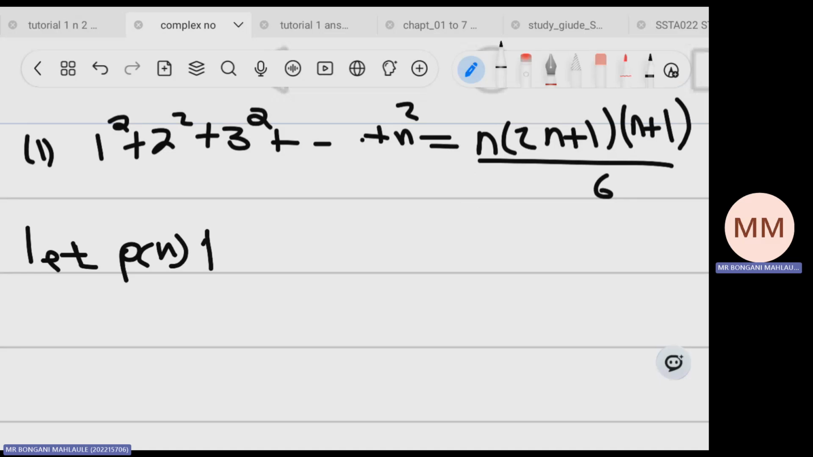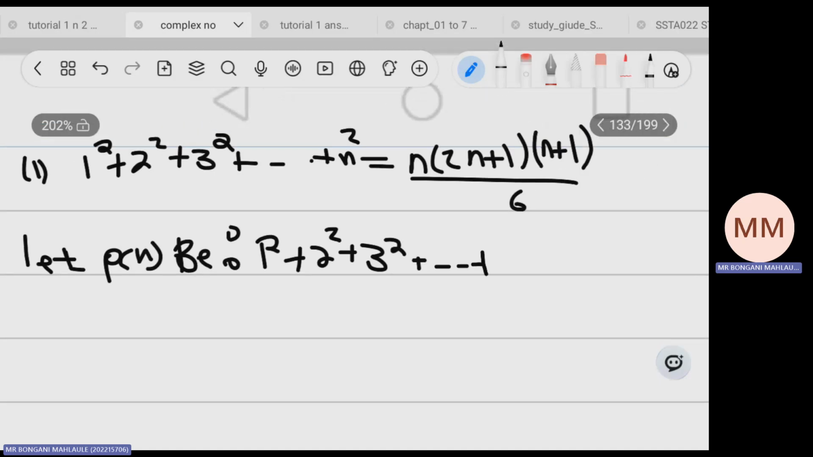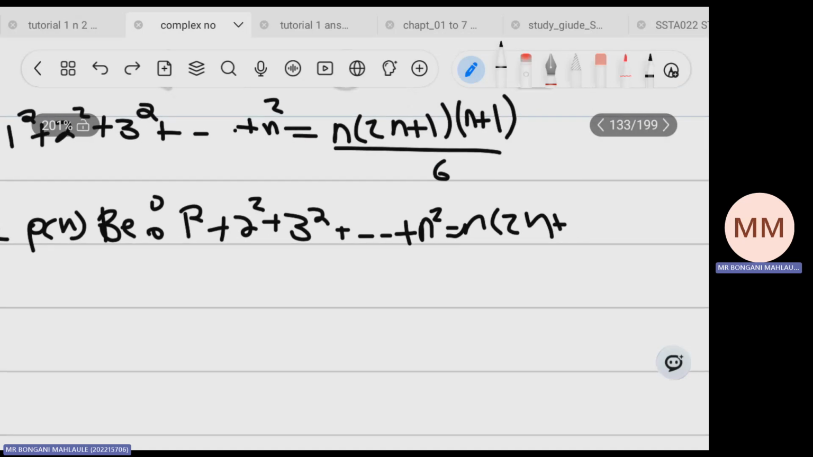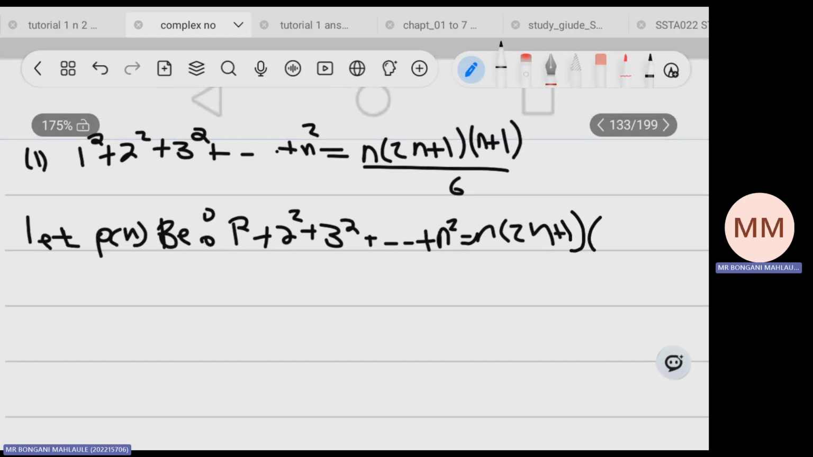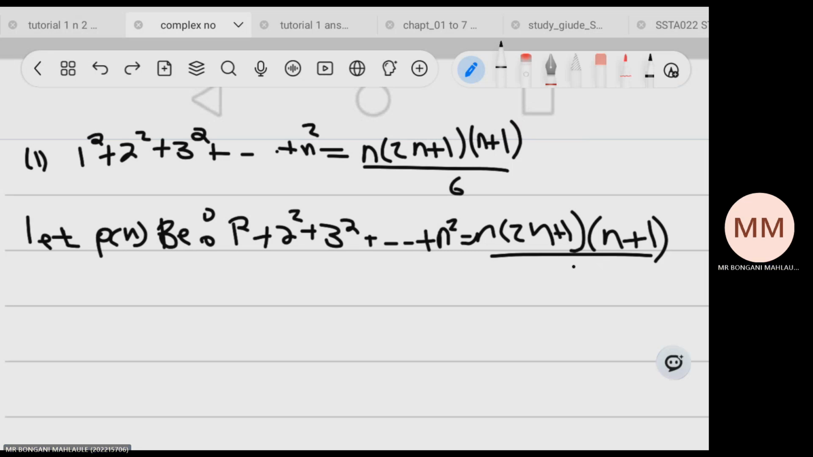P of n be the statement 1 squared plus 2 squared plus 3 squared plus n squared all over 6. So we're going to check the left hand side and the right hand side.